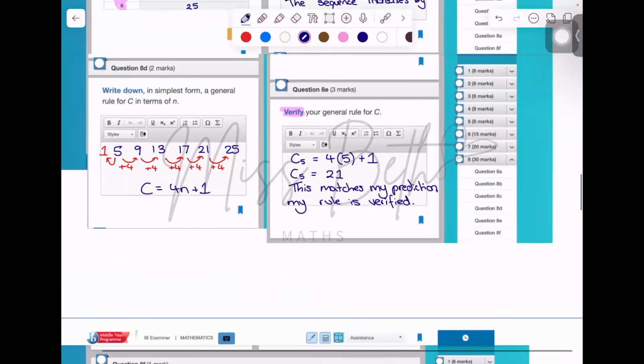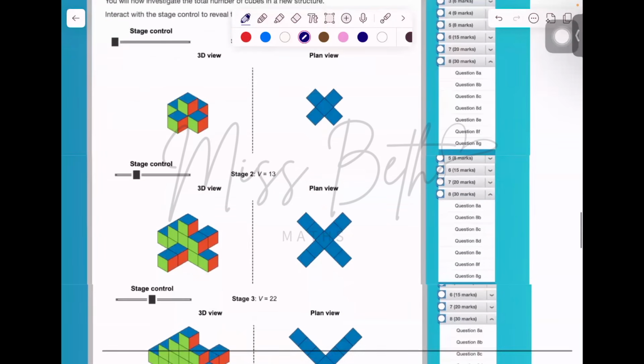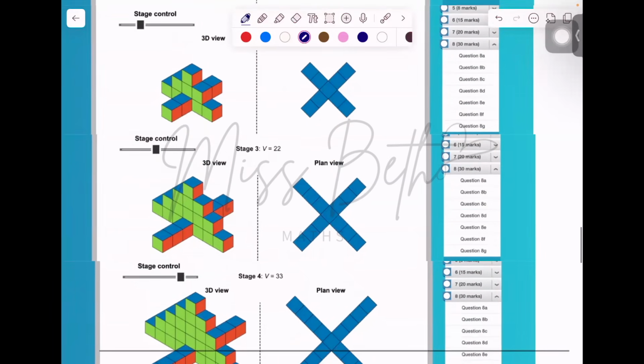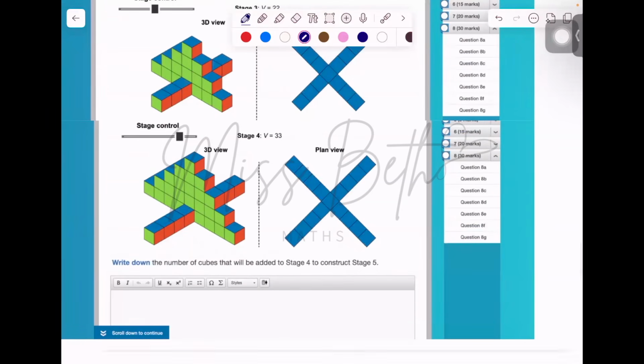Moving on. So AF, it says you will now investigate the total number of cubes in a new structure. Interact with the stage control to reveal the structure and number of cubes. So we've got stage 1, the volume is 6. Stage 2, the volume is 13. Stage 3, the volume is equal to 22. And then stage 4, the volume is equal to 33.